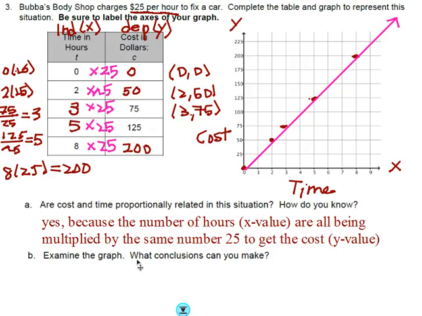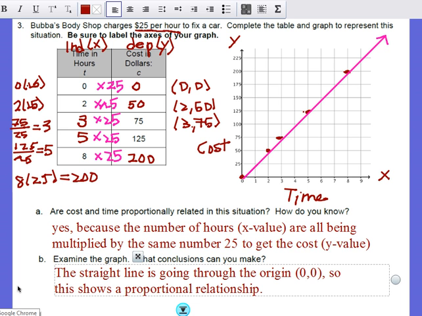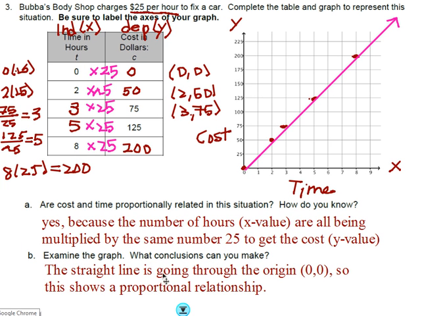Then if you notice the next question, now it's asking you about the graph. It says, examine the graph and what conclusions can you make? Looking at the graph, it's a straight line and it goes through the origin. Now you can say that and explain that this is a proportional relationship. And this is my answer. This is a straight line going through the origin, so this shows a proportional relationship.